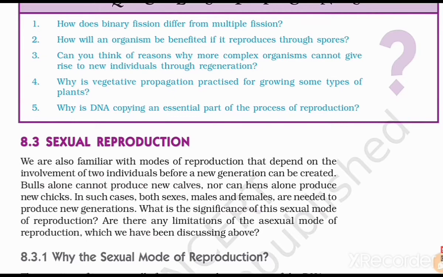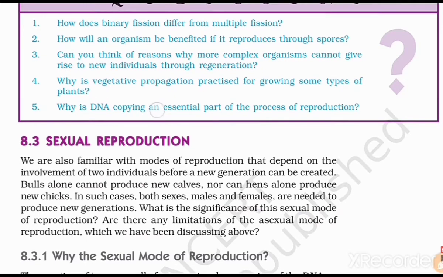And why is DNA copying an essential part of the process of reproduction? DNA is the genetic material, and it can regenerate a new generation. The DNA copying is there, and by the semi-conservative method, DNA is an essential part of reproduction.